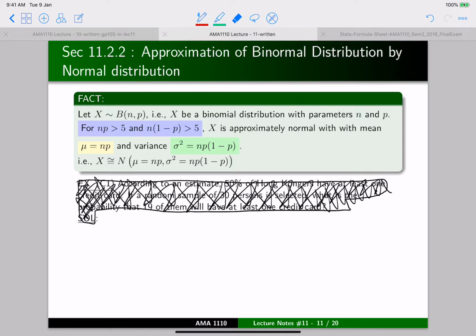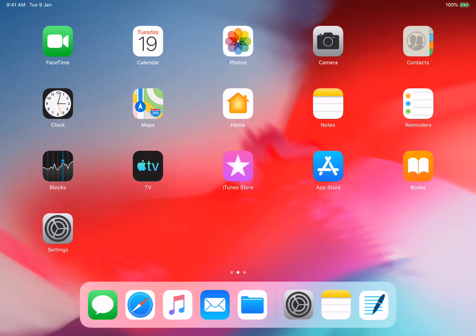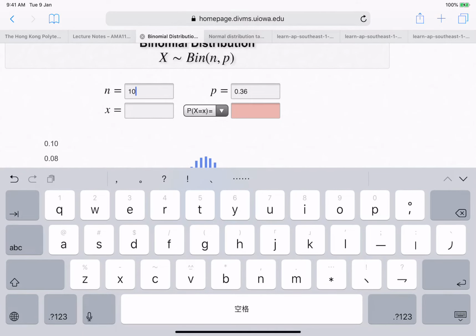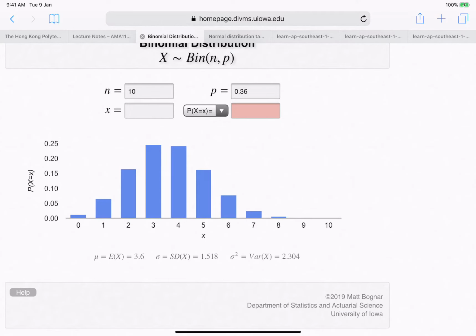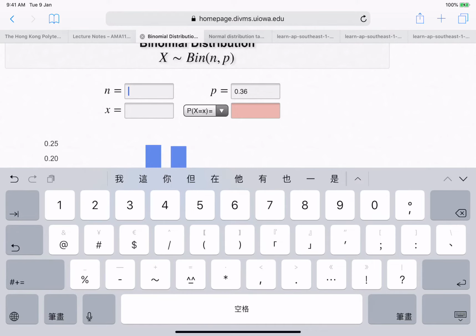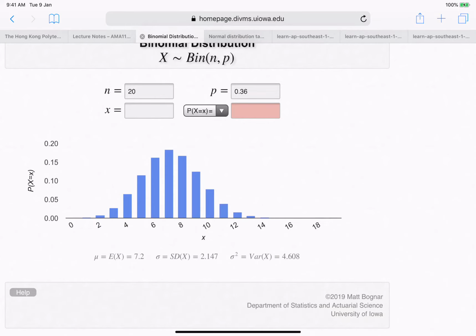So why is this so? Let's consider the binomial distribution. If n equals 10 trials, and again this is our cheating coin, with probability of success 0.36, this is what the distribution looks like. Let's increase the number of trials to see what happens to the shape of the binomial distribution. We increase it to 20.